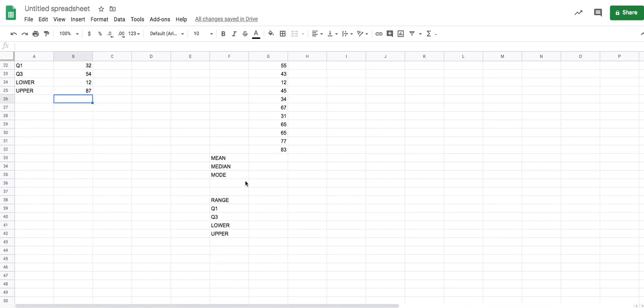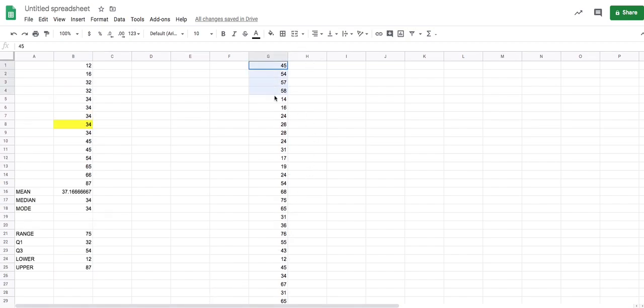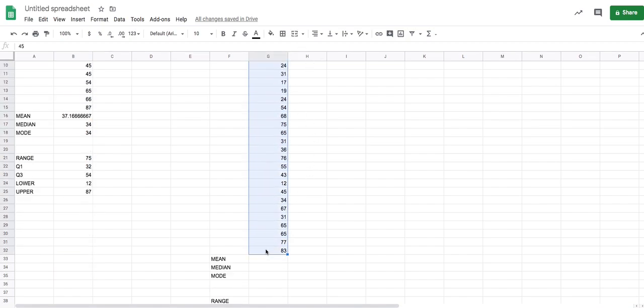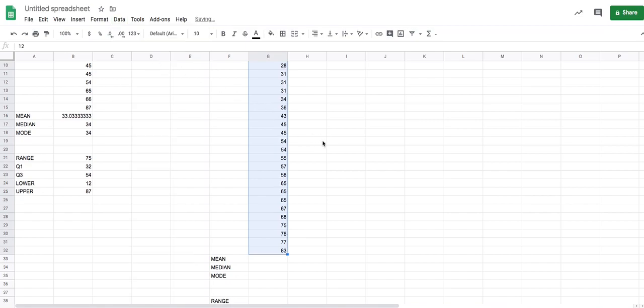Now for the girls, it'll be a little bit different because you have 32 numbers. You have an even amount of numbers. So first things first, we're going to go ahead and highlight all the numbers for the girls. And we're going to go to data, sort range by column G, A to Z, and there you go. Our numbers in order from least to greatest.